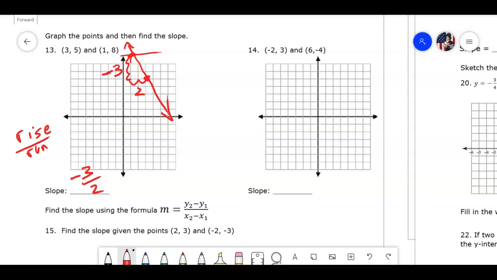Okay, on the next one, we plot the points -2, 3 and 6, -4. Now between these two points, we can just do rise over run. So rise 1, 2, 3, 4, 5, 6, 7. Down 7 is -7. Then over 1, 2, 3, 4, 5, 6, 7, 8. Over 8. So -7 over 8.